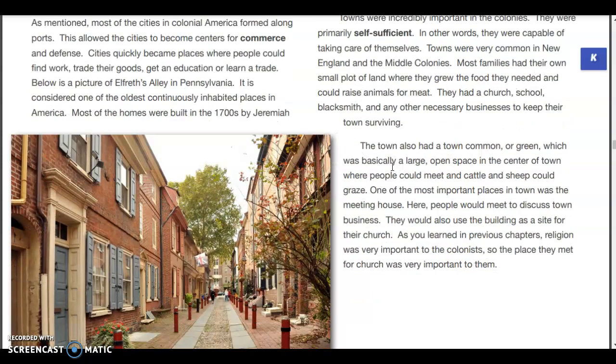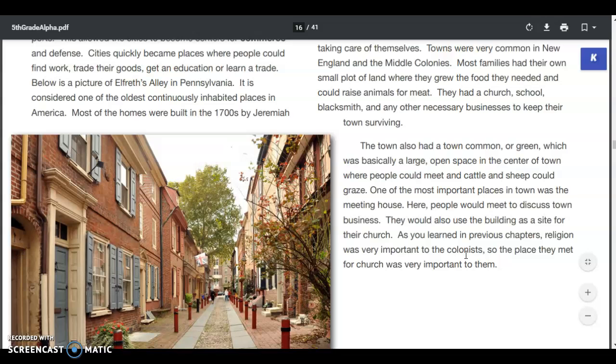Let's continue reading. The town also had a town common, or green, which was basically a large open space in the center of town where people could meet and cattle and sheep could graze. One of the most important places in town was the meeting house. Here, people would meet to discuss town business. They would also use the building as a site for their church. As you learned in previous chapters, religion was very important to the colonists, so the place they met for church was very important to them.